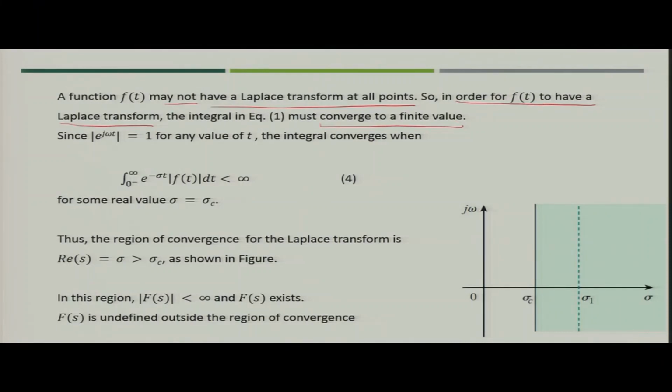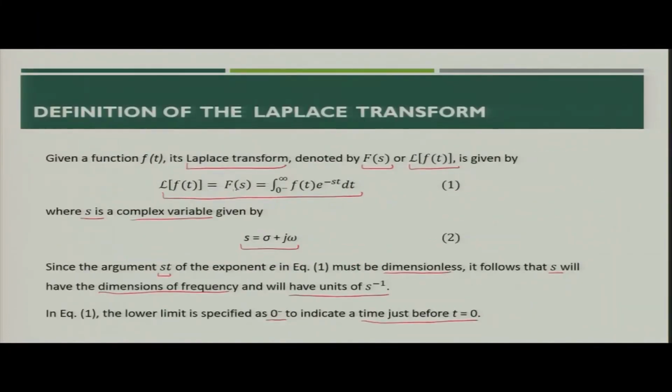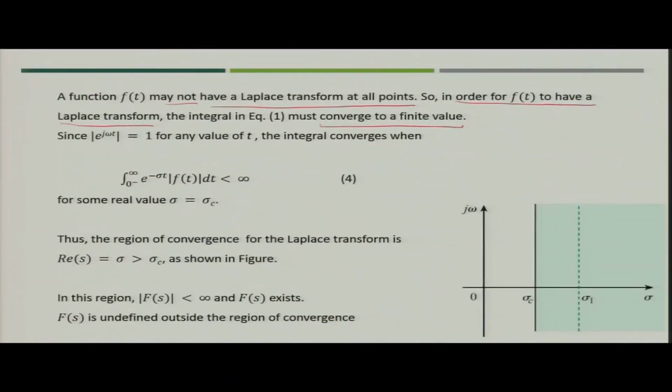Now, if you see the expression, that is F(s) equals integration between 0 minus to infinity f(t) e to the power minus s t dt, if you put the value of s in this, it will become the integration from 0 minus to infinity of e to the power minus sigma t f(t) into e to the power j omega t.